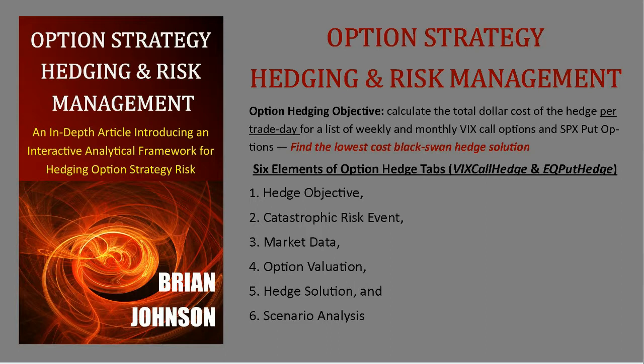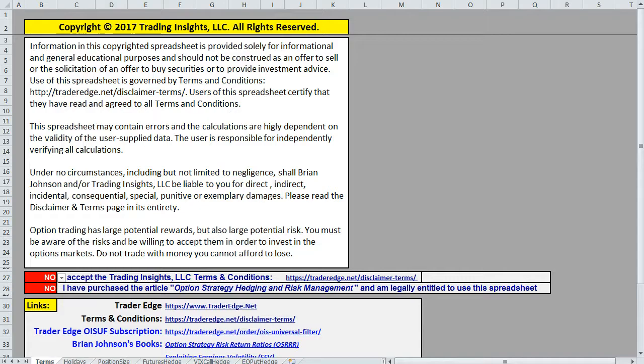So with the objective in mind, which again is to calculate or find the candidate that offers the lowest cost black swan hedge solution, and the specific spreadsheet elements in mind, let's proceed with the spreadsheet demo. There are 6 tabs: Terms, Holidays, Position Size, Futures Hedge, VIX Call Hedge, and EQ Put Hedge, Equity Put Hedge, all located at the bottom of the spreadsheet. This video will deal exclusively with the Terms, VIX Call Hedge, and EQ Put Hedge tabs.